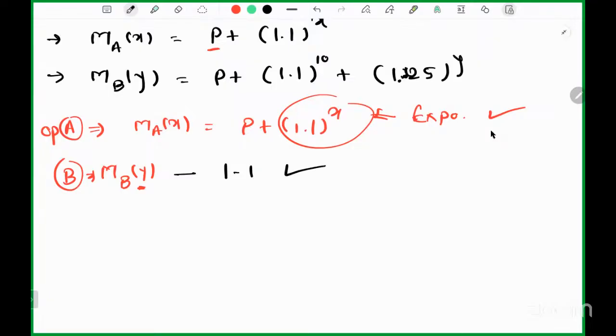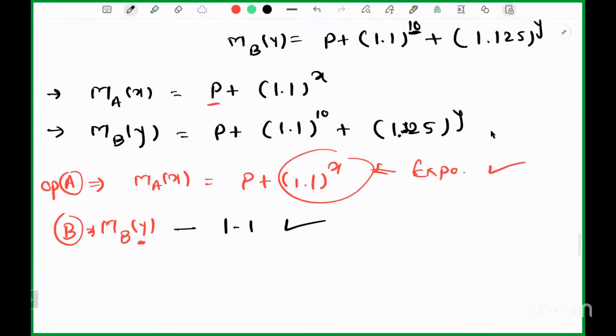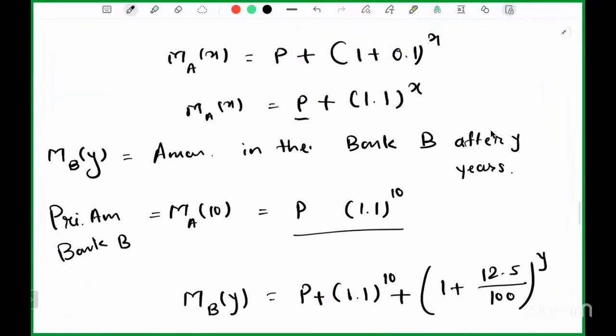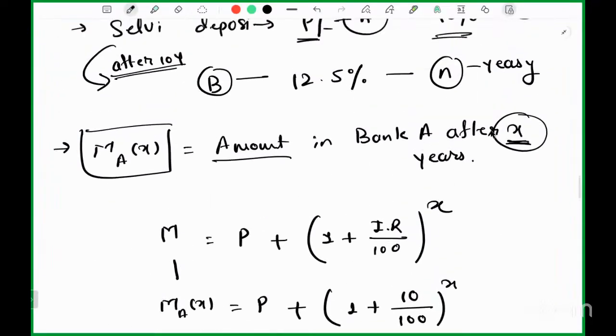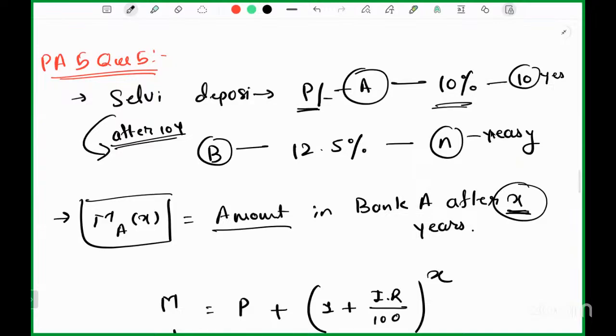Is that clear to everyone? Any doubt? Ma'am, can you please explain it once? Yeah, I'll repeat. So see, what happens? So there is a person, Selvi, who deposits some amount in bank A, right? And the interest rate is 10% in that bank. Okay. And now after 10 years, she withdraws her amount and deposits it into another bank B, which provides the interest 12.5%.